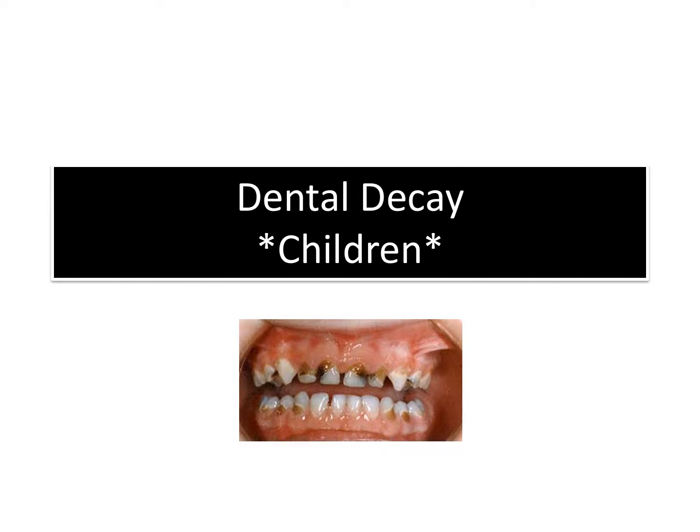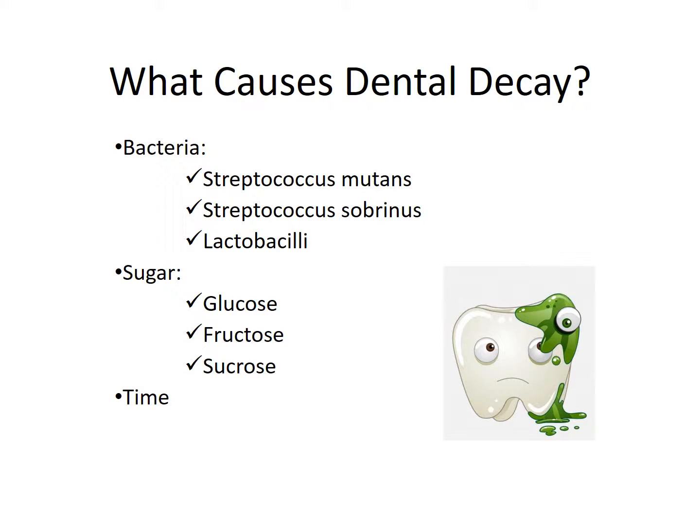Dental decay. Children. What causes dental decay? There are three conditions: bacteria, such as Streptococcus mutans, Streptococcus sobrinus, and lactobacilli. Second condition is sugars, glucose, fructose, and sucrose. The third and final condition is time.